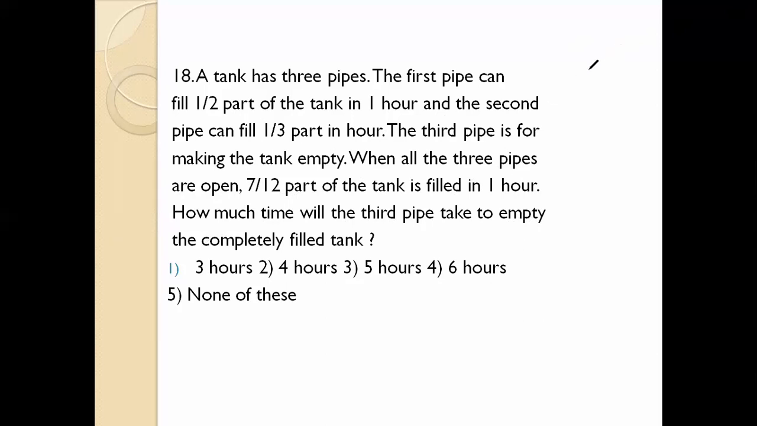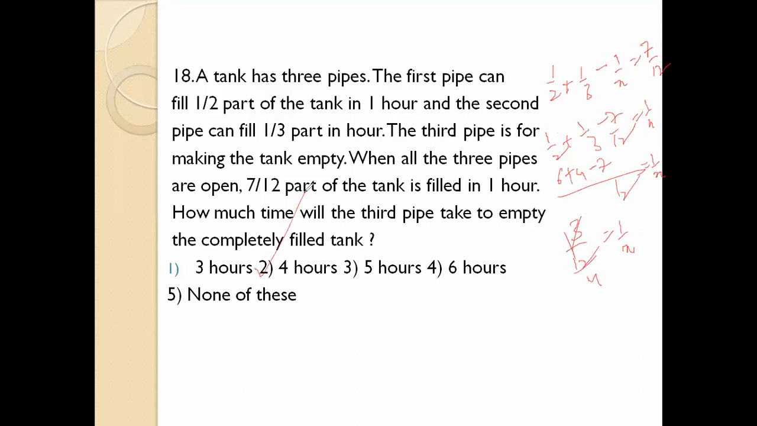So the first pipe can fill 1 by 2 part in 1 hour. 1 hour work is 1 by 2. Second pipe 1 by 3. Third pipe empties, so 1 by x, equal to total how much part filled in 1 hour? 7 by 12 part. 1 by 2 plus 1 by 3 minus 7 by 12 equals 1 by x. 12 is the LCM. 2 divides 6 times, 3 divides 4 times, minus 12 divides 1 time, 7, equal to 1 by x. 10 minus 7, 3 by 12 equals 1 by x. 3 1 time, 3 4 times. X value is 4. 4 hours to empty the tank. Option number 2 is the right answer.